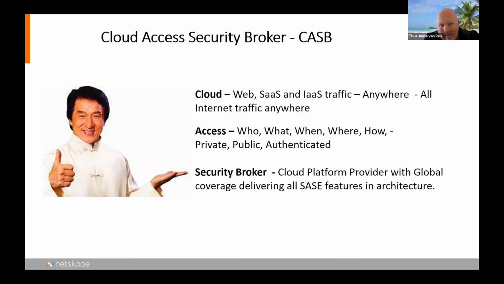And security broker. It is a cloud platform provider with global coverage, delivering all SaaS features and architecture. That is a security broker. So when I appoint Outsurance as my security broker for my car, they function as my security broker. If the car gets stolen, I put in a claim with my insurance broker. So when you think about security broker, cloud platform provider is exactly what it is. It is a security partner with regards to how my users and my branches and my staff actually access the cloud, which we've now cleared up is web, SaaS, IaaS infrastructure anyway. So cloud access security broker becomes CASB.